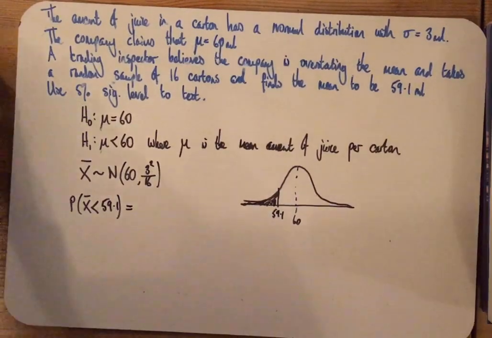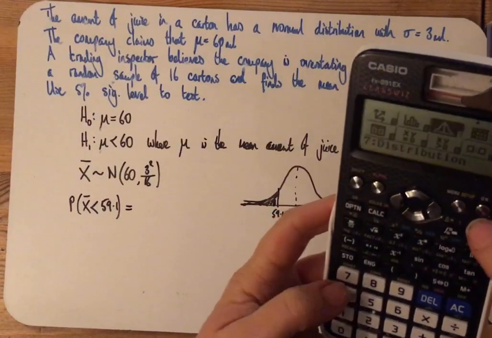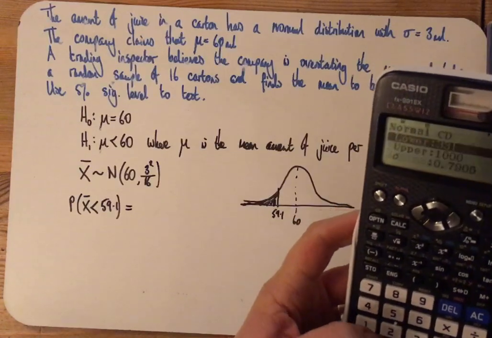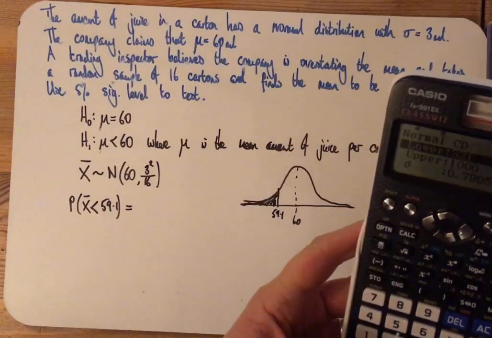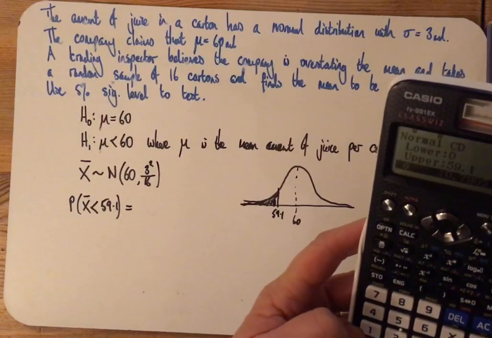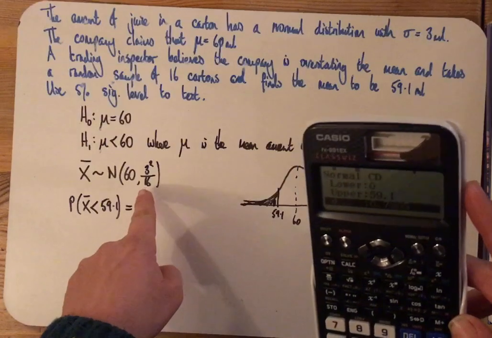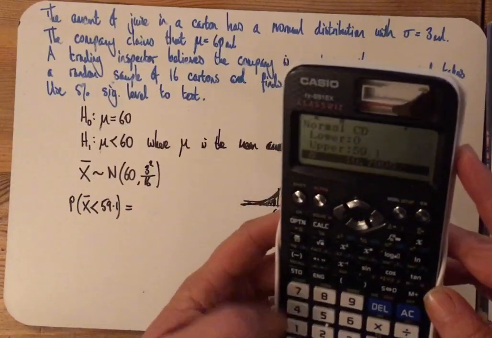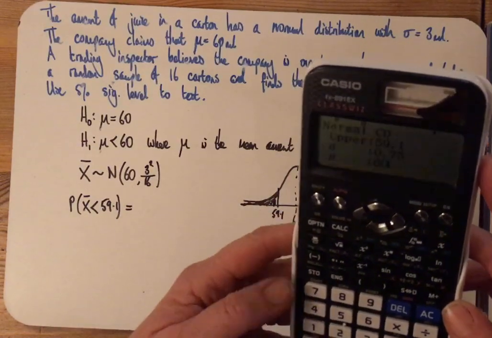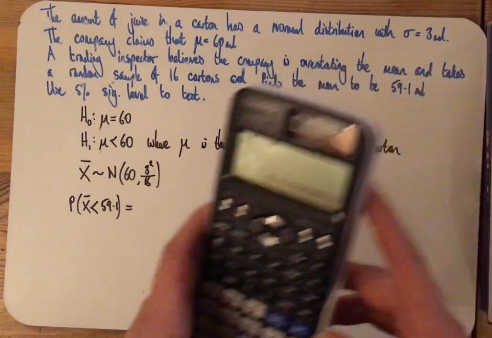So, ta-da, menu, no, turn it on, menu 7. Normal CD, we only do CD for the normals, don't worry about the PD. So the lower, I can just pop in 0, upper 59.1. Standard deviation, so remember, just be careful with this. It's 3 over the square root of 16, which is 4. So 3/4 or 0.75. And the mean is 60. And so this probability here is coming out as 0.115.